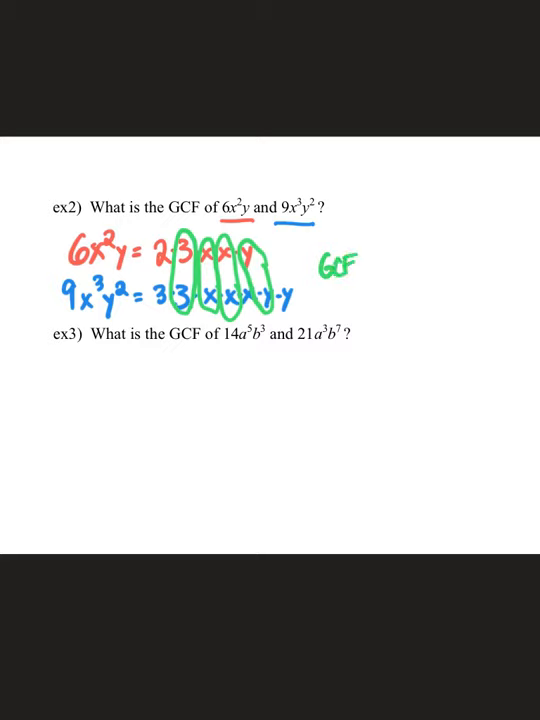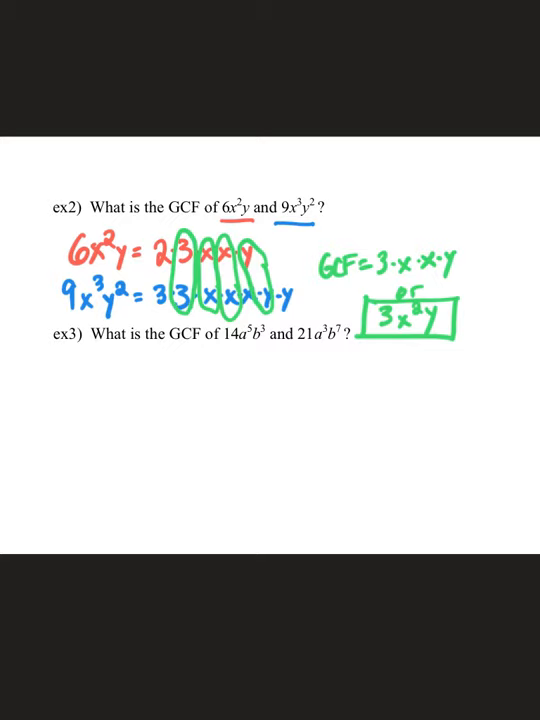Instead, the GCF is only the paired factors, which in this case were 3 times x times y, or more commonly we would write that as 3x squared y. Go ahead and pause the video at this point and try to figure out your GCF for the next example, 14a to the 5th b to the 3rd and 21a to the 3rd b to the 7th. Use the same process that I just used on example 2 and then check your answer.